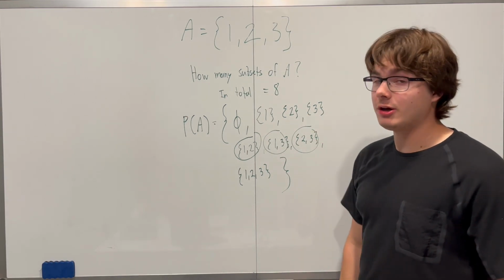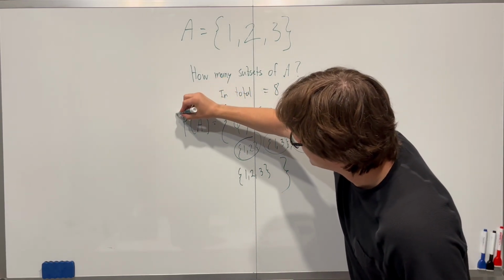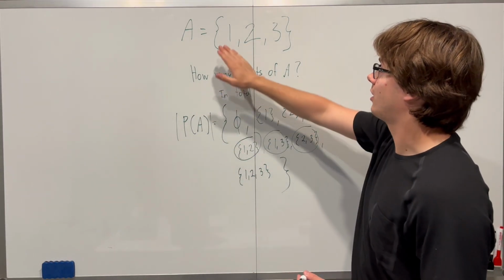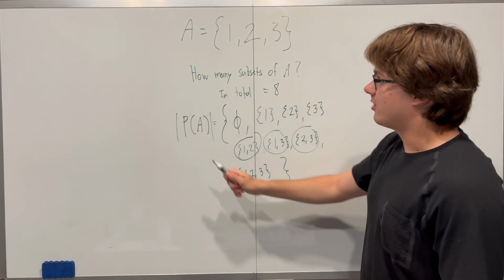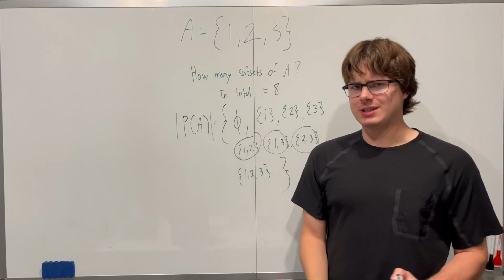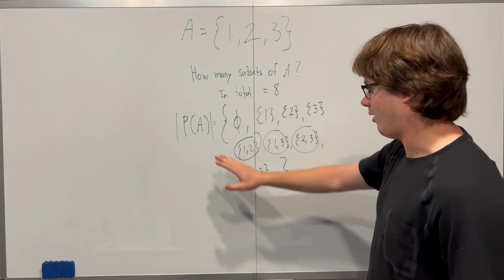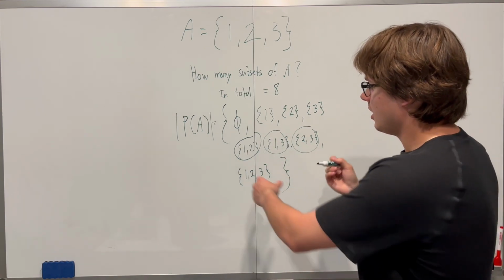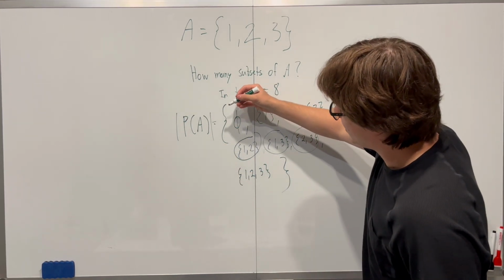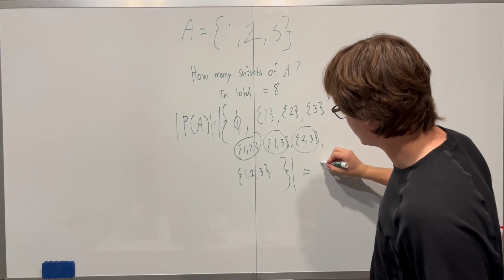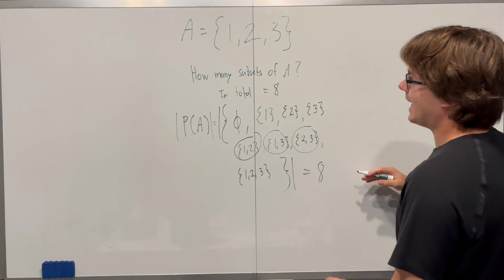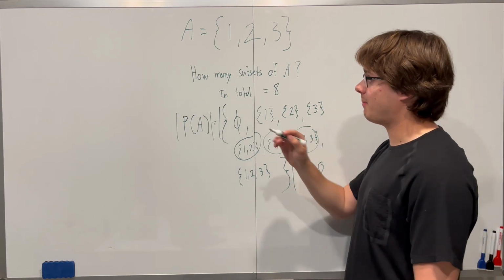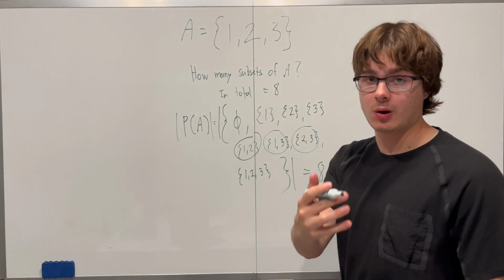Now, another way to look at this is the size of the power set. So remember I mentioned the size of A is 3 because there are 3 elements in A. The size of the power set is also going to be the number of elements in this big set. Well, how many elements are there in this set? 1, 2, 3, 4, 5, 6, 7, 8. The size of the power set is also going to be 8. So in reality, this question is just asking you how many elements are there in the power set of our set up here, our set A.